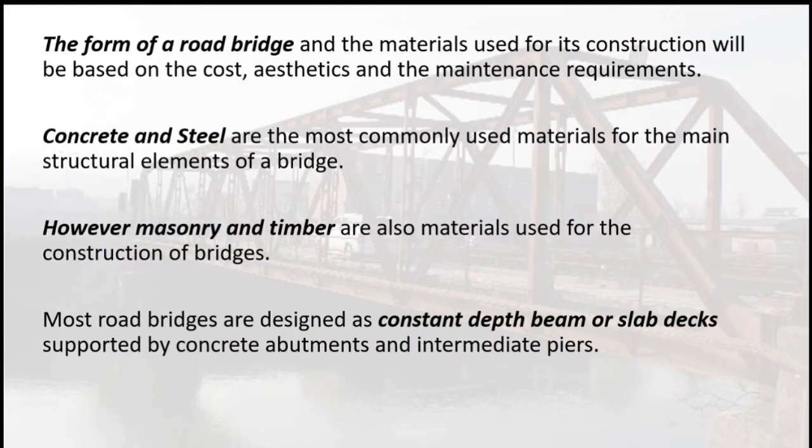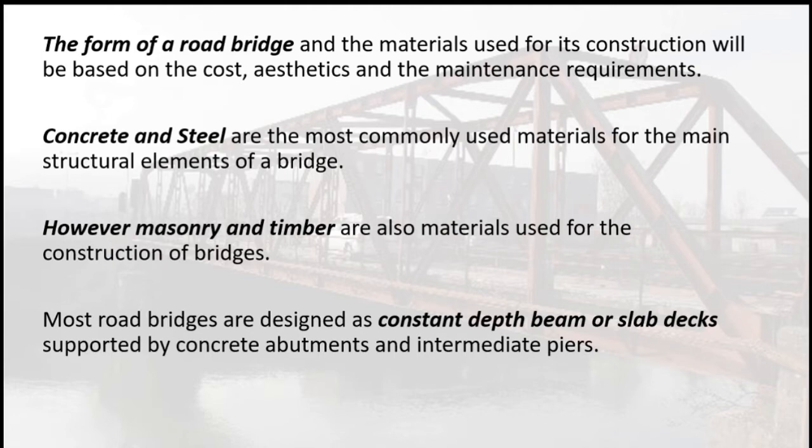The form of a road bridge and the materials used for its construction will be based on the cost, aesthetics, and the maintenance requirements. Concrete and steel are the most commonly used materials for the main structural elements of a bridge. However, masonry and timber are also materials used for the construction of bridges.